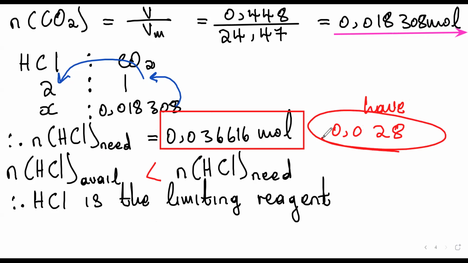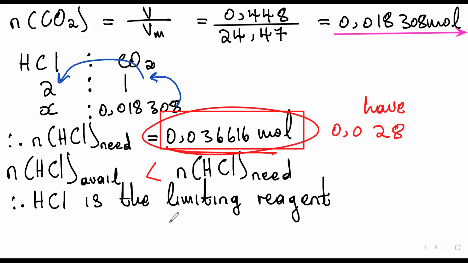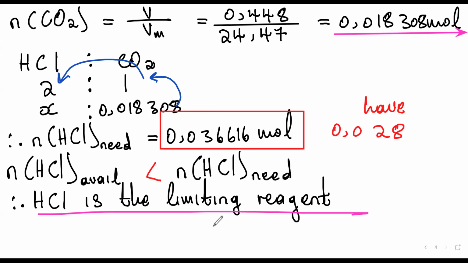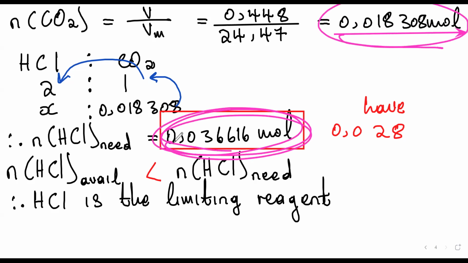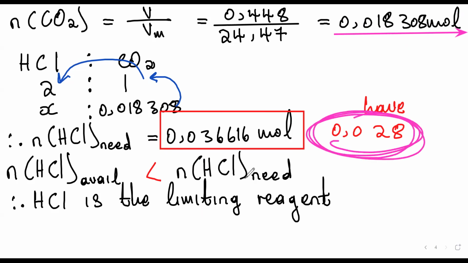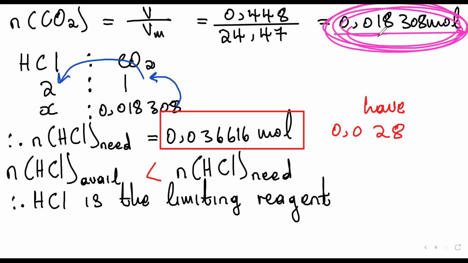So what we have is actually less than what we need. What does it mean in simple language? Yes, I know that it means this is the limiting reagent, but what it actually means is this number of moles can never be produced. That's what it means. Do you get what I'm saying to you? In order for us to produce these moles, we need these moles for hydrochloric acid. But since we have less than what we need, it means these moles can never be produced.